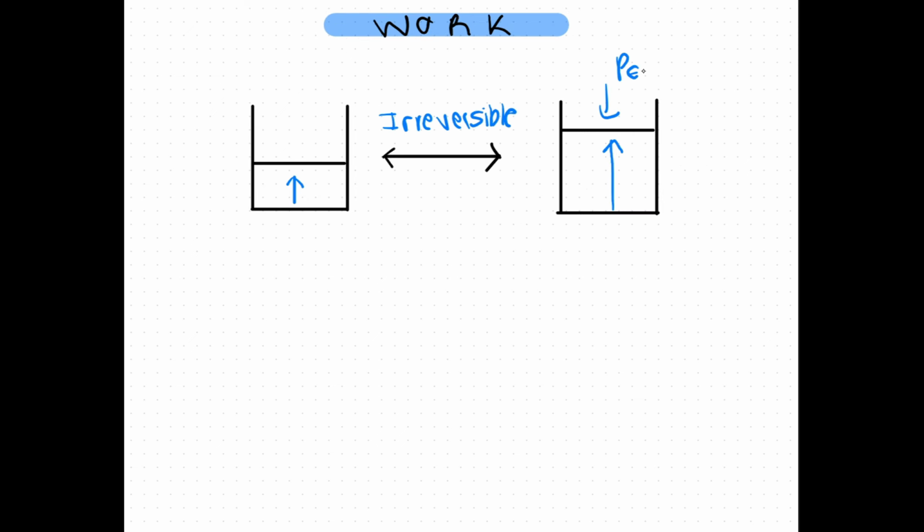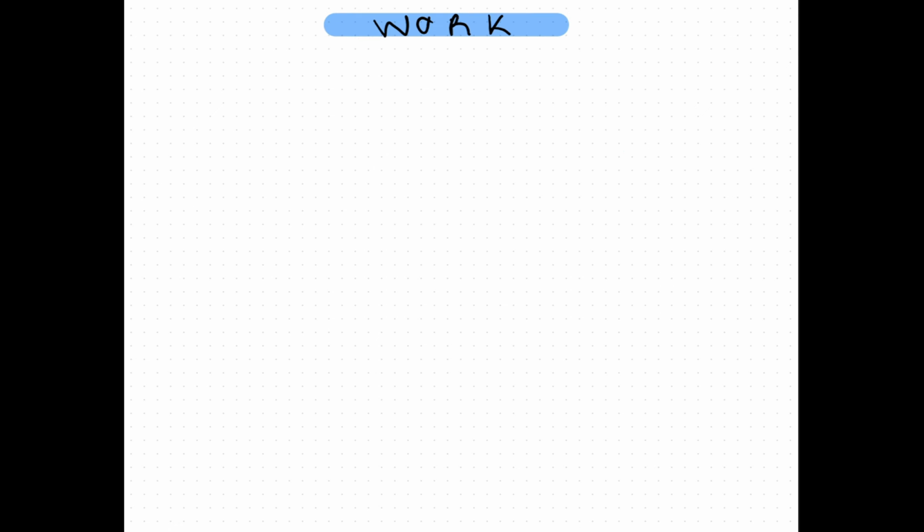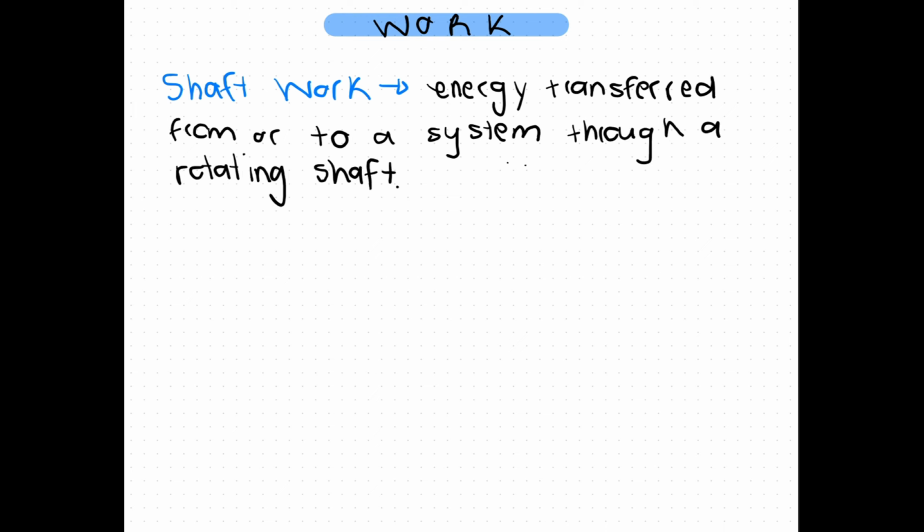And lastly, if your process is irreversible, you can calculate the work if the external pressure stays constant. Then we get shaft work. Shaft work refers to the energy transferred from or to a system through a rotating shaft, often as a part of a mechanical process involving machinery like turbines, compressors, or engines.